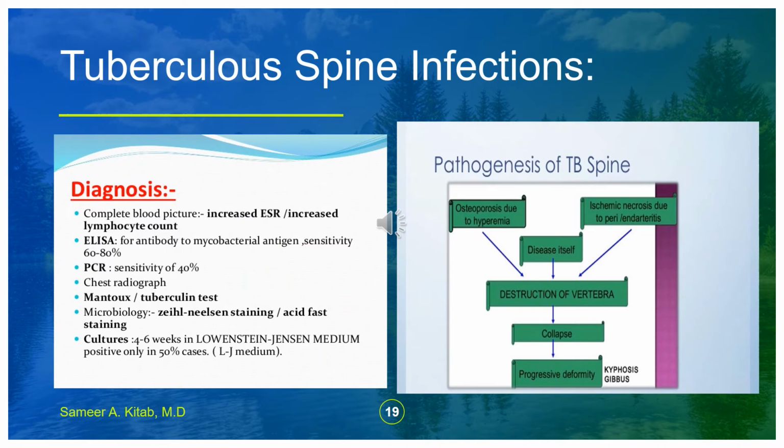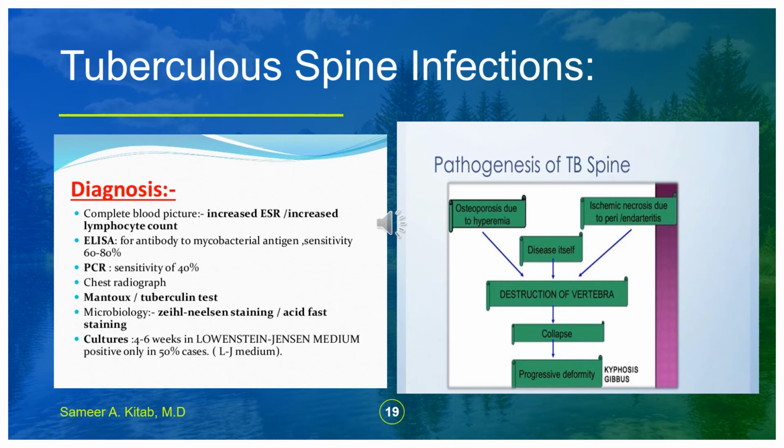Now the pathogenesis involves hyperemia with osteopenia due to the hyperemic process, and due to an inflammatory process, because inflammation is characterized by edema, hyperemia, and pain. Infection in the metaphyseal region will cause ischemic necrosis of the bone subsequent to periarthritis or endarthritis. The disease itself will cause destruction of the vertebra. Again, this will result in collapse and progressive deformity or gibbous formation.